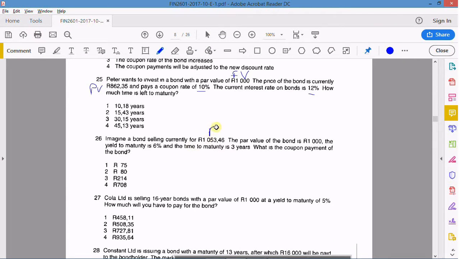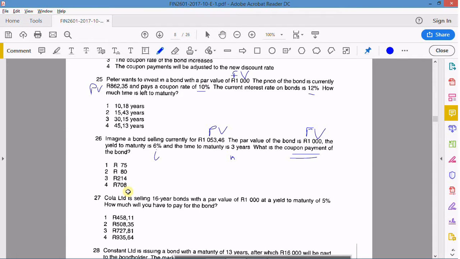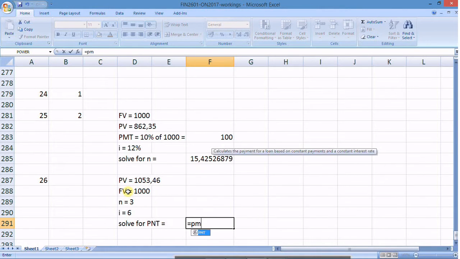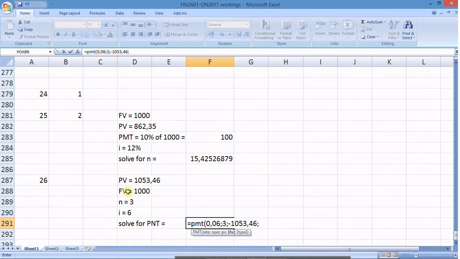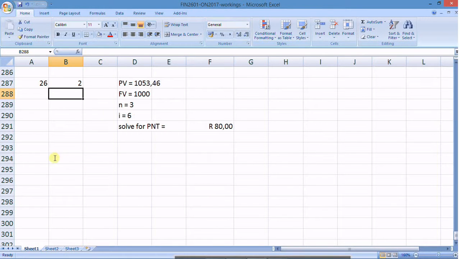Okay, imagine a bond selling for that, PV. The par value, FV. The yield to maturity, I. The time to maturity, N. What is the coupon payment? Solve for PMT. That's easy. So PV is 1053.46. FV is 1,000. Yield to maturity 6%, 3 years. N is 3, I is 6. Solve for PMT. It's 80. Let's check. PMT, brackets, the rate is 6%, 3, minus 1053.46, 1,000, close brackets equals 80. Yes, that's right. Option 2.